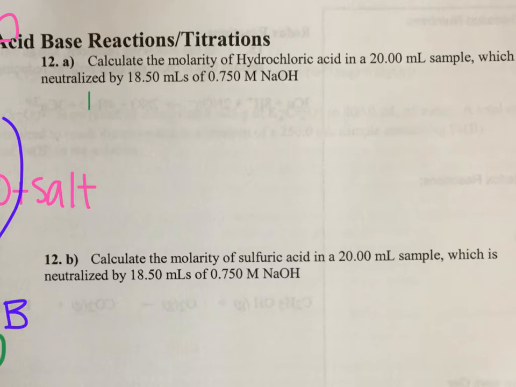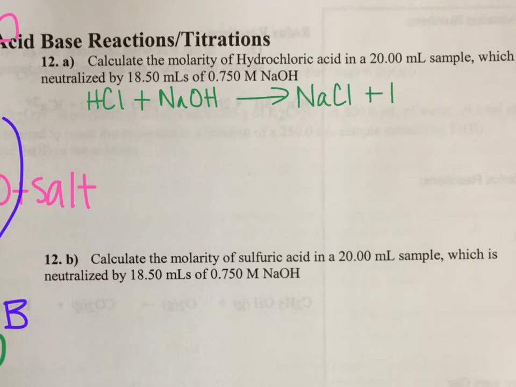Hydrochloric acid we know is HCl. We're going to neutralize it with some sodium hydroxide, and that's going to make what two products? Good. NaCl plus H2O. Do I need to worry about balancing anything in this? No.